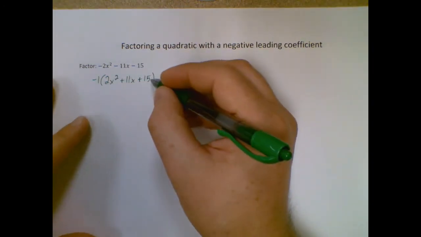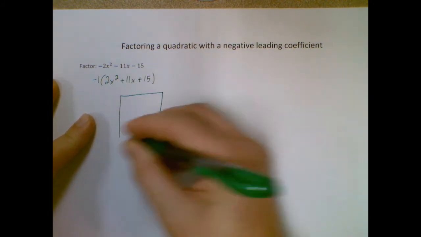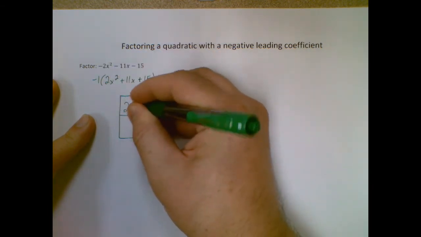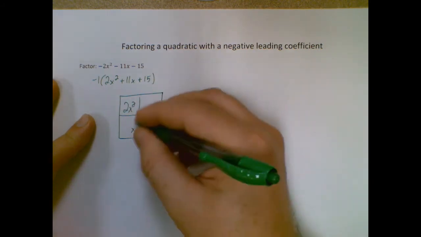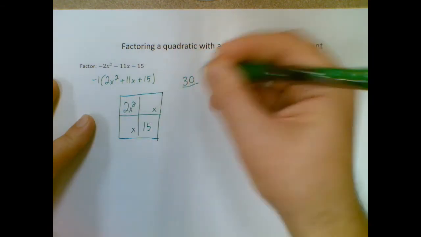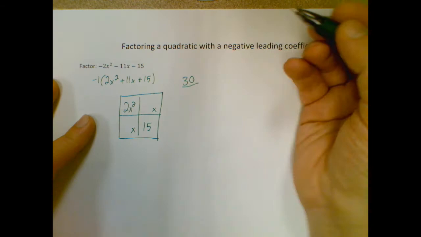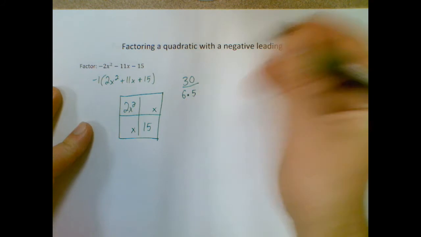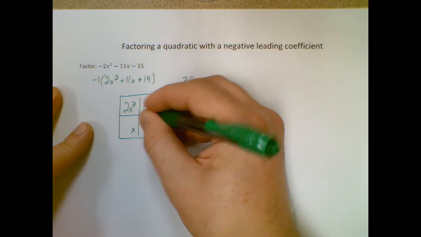So looking at this, I am going to use my box method, I think. So we have our 2 by 2 box, first term, first box, last term, last box. Ignore the x's, they don't really come into play until the next part, so I'm just going to stick those in there. 2 times 15 is 30. And I need factor pairs of 30 that add up to 11. So that's just going to be 6 and 5. So 6 plus 5 is 11, 6 times 5 is 30. So those both get shoved in here.